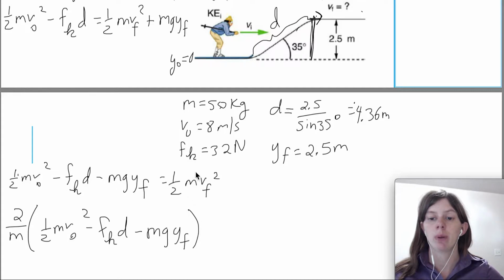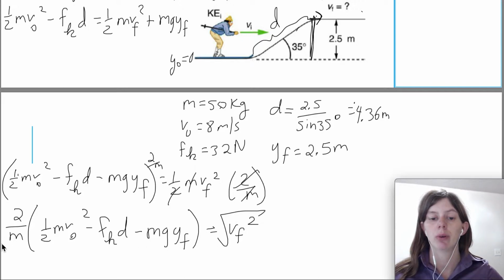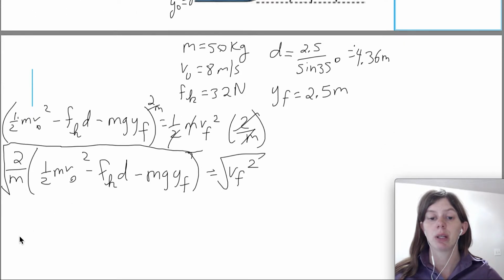And so, when I multiplied the right side by 2 over m, you can see that it canceled out the 2 and the m here to leave us with just v final squared on the right hand side. So I multiplied both sides by that 2 over m. And then I just have to take the square root to get vf by itself. Take the square root of both sides. There are a lot of numbers to plug in. This is going to give us vf over here. Plug in all those numbers.